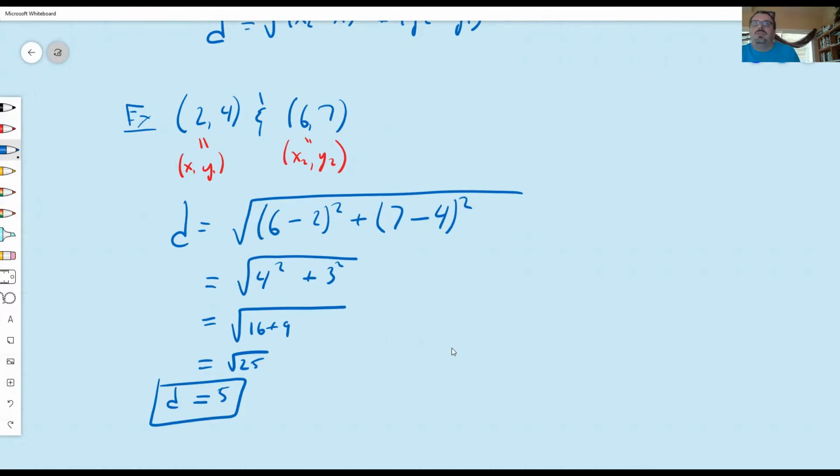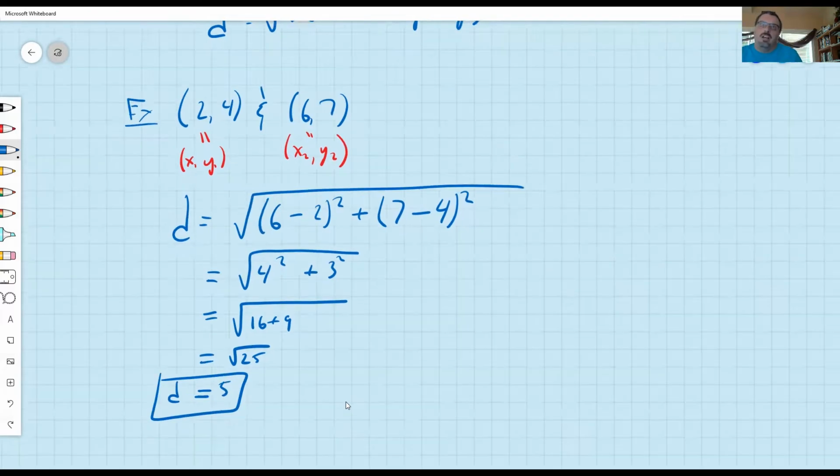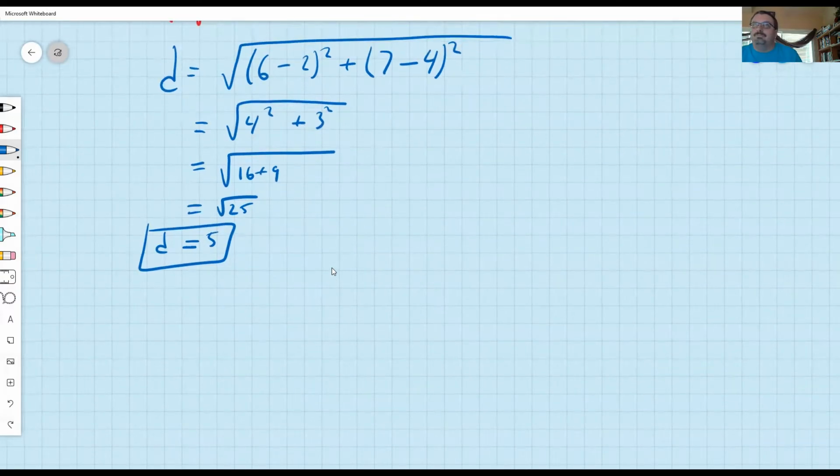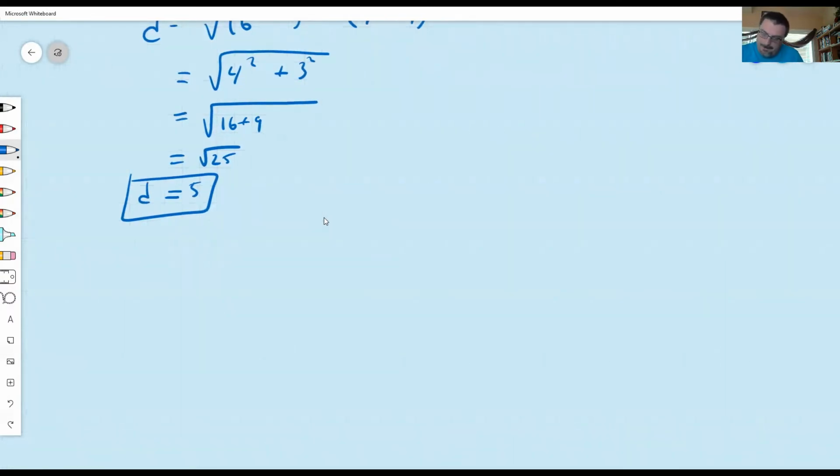So sometimes when you do one of these, you get a nice number like 5. A lot of times you'll get things that are irreducible. Let's do another quick example. How about 5, minus 2 and 7, minus 5. So I'm going to do the distance between those 2 points.